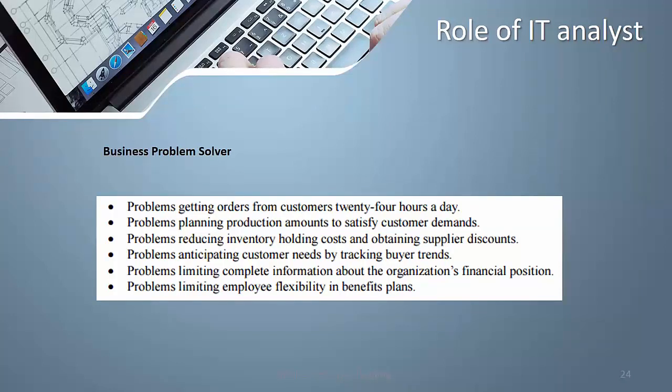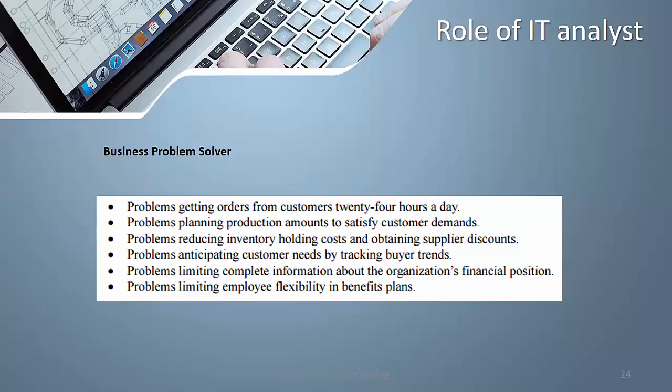So let me try the first one. It says: problems getting orders from customers 24 hours a day. Here you have to make assumptions. When I say problem getting orders, who's having the problem? Let's say it's a pizza delivery, so it's a retailer who sells pizza, and they have problems getting orders from customers 24 hours a day.